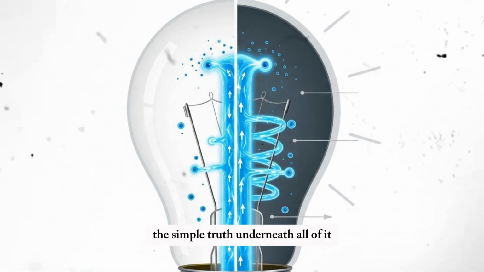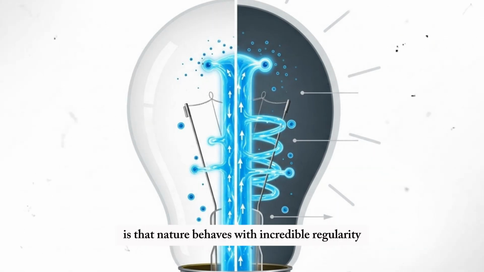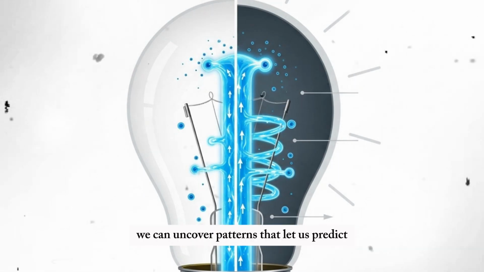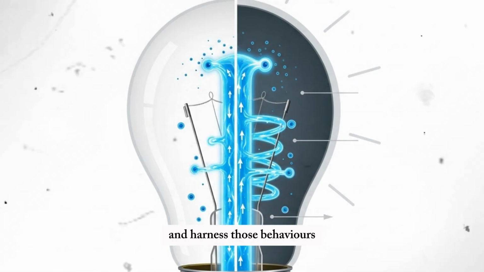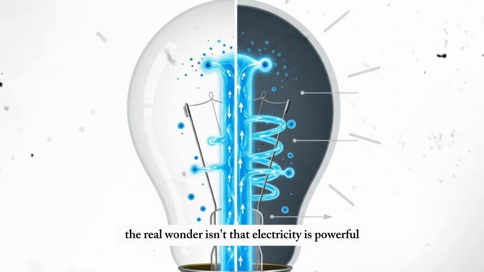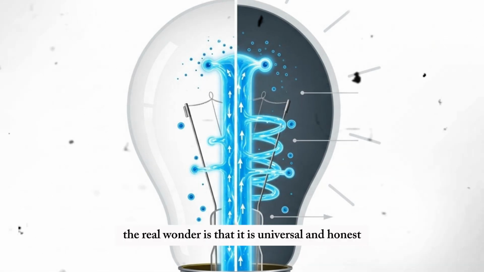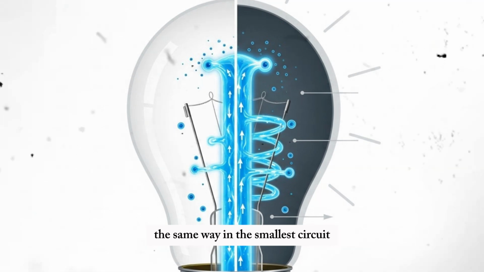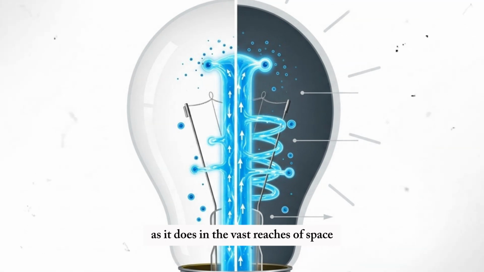Over time, experiments revealed the same laws shaping both the spark from a comb and the blast of a lightning bolt. The simple truth underneath all of it is that nature behaves with incredible regularity, and when we pay close attention, we can uncover patterns that let us predict and harness those behaviors. The real wonder isn't that electricity is powerful. The real wonder is that it is universal and honest. It behaves the same way inside a neuron as it does in a cloud, the same way in the smallest circuit as it does in the vast reaches of space.